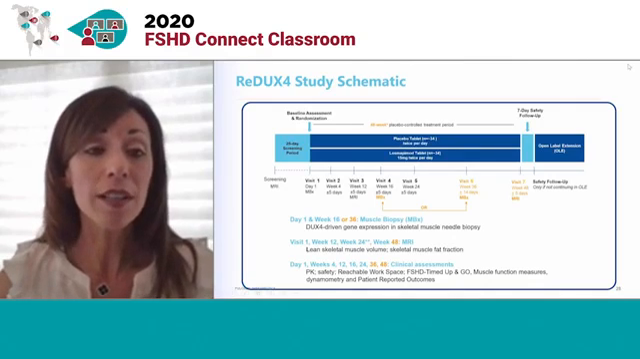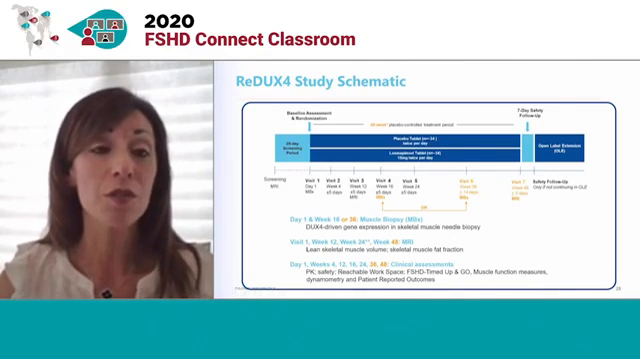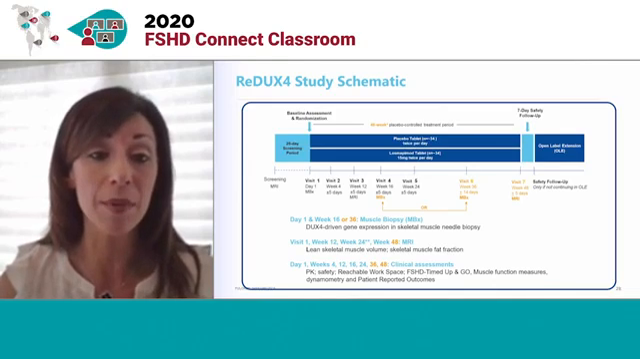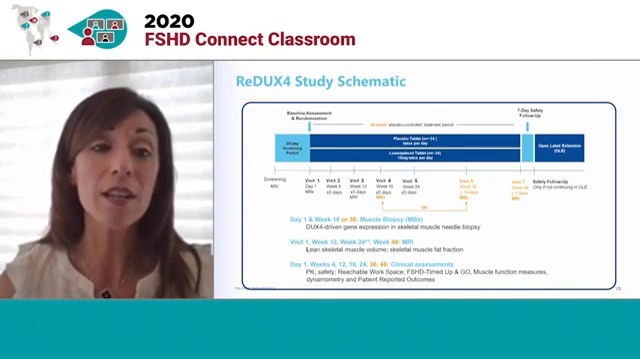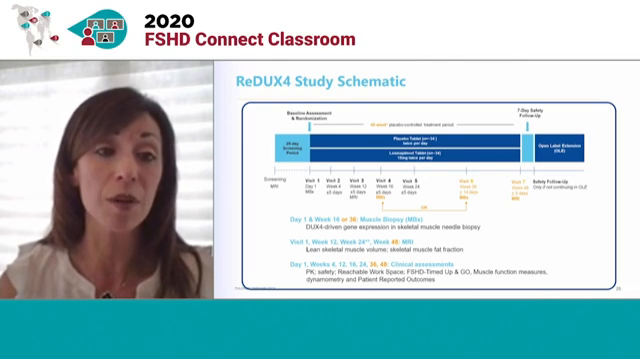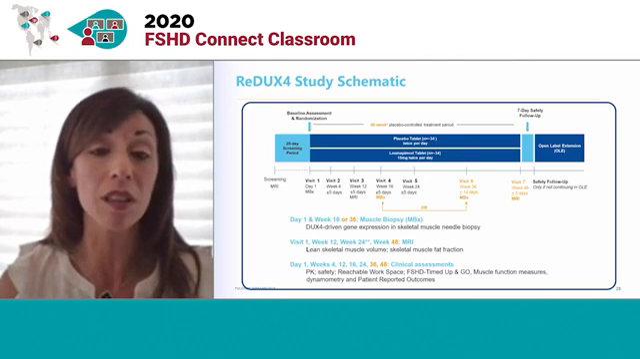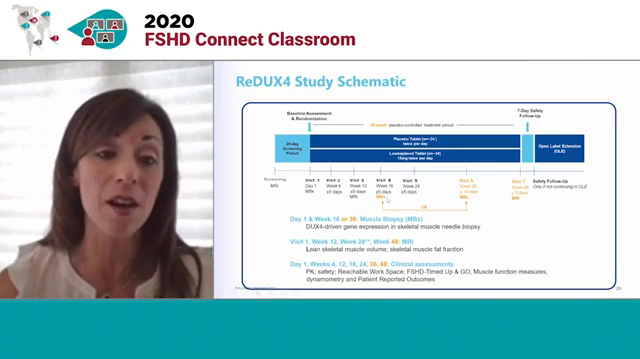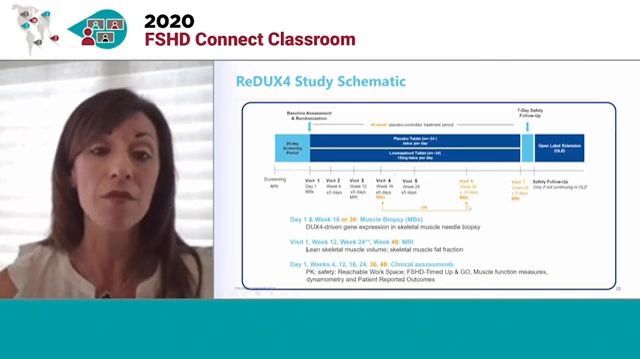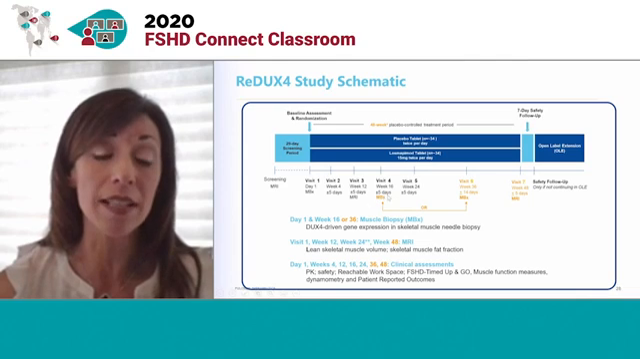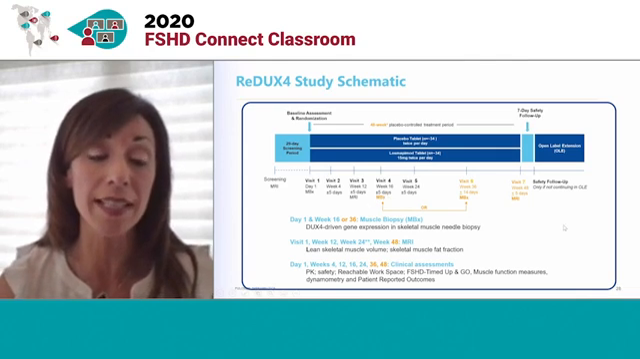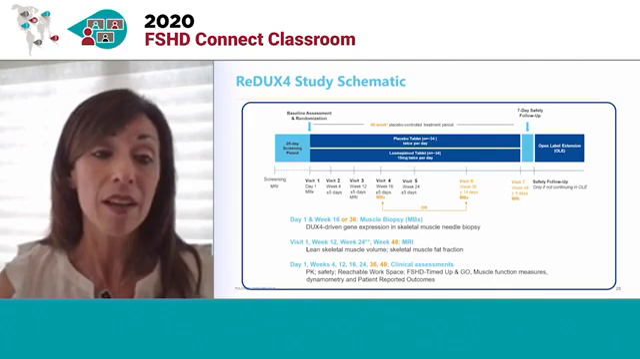And so currently, we did have to amend our REDUX4 study due to the COVID-19 pandemic. And we increased the duration of the study from 24 to 48 weeks to allow another opportunity to assess for efficacy. So biopsies can now be collected at week 36 if the muscle biopsy was not able to be collected at week 16 due to the COVID-19 pandemic.